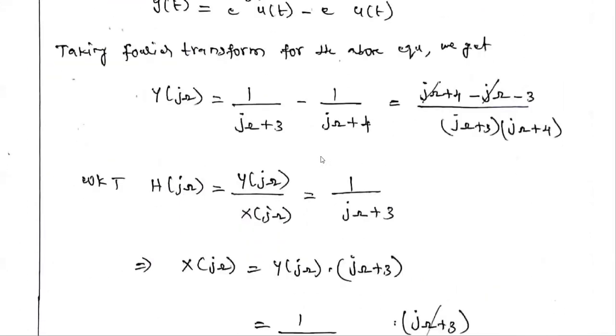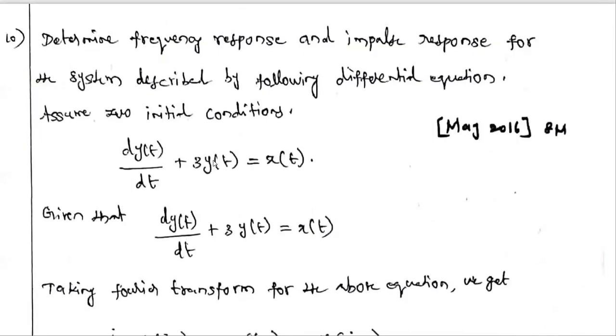So this is one type of problem. Next one, it's a May 2016 question, 8-mark question. Determine the frequency response and impulse response for the system described by the following differential equation. Assume zero initial conditions. This is the system equation. A differential equation is given, and we have to find the frequency response and impulse response. Frequency response means H of j omega. Impulse response means small h of t. We have to solve it using Fourier transform only.